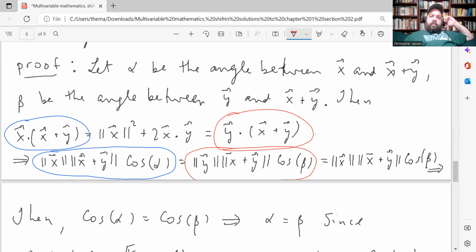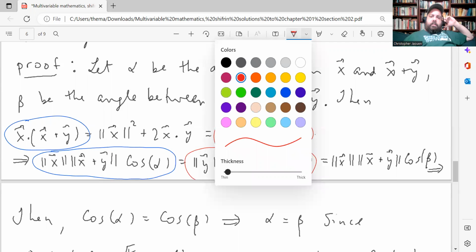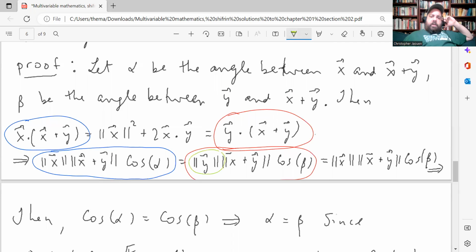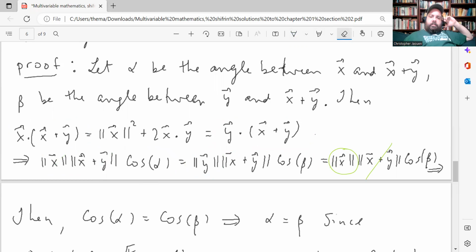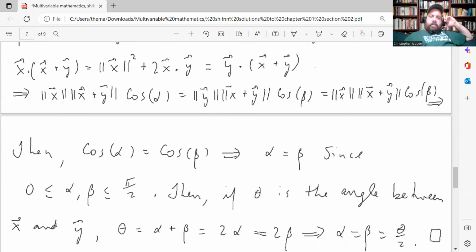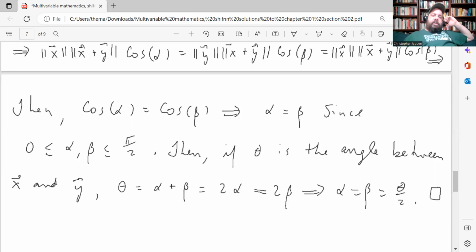But from the hypothesis, we know that length of y is equal to the length of x. So we get that the blue expression is equal to the last expression on the right-hand side. And notice that we can cancel these, and that gives us that cosine of alpha is equal to cosine of beta. And that implies that alpha is equal to beta because alpha and beta have to be acute, so they have to be between 0 and pi over 2.